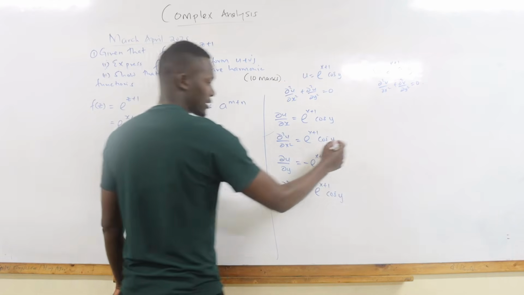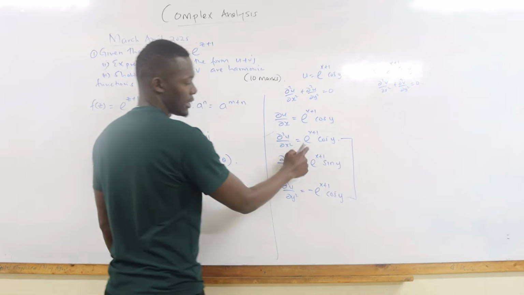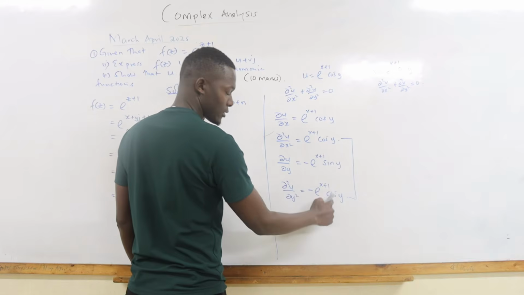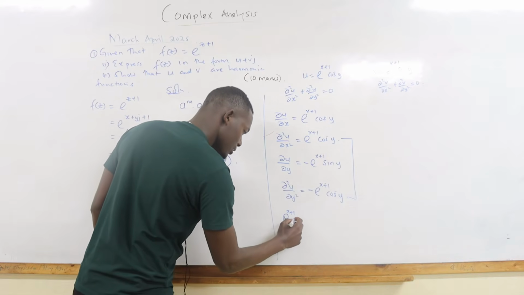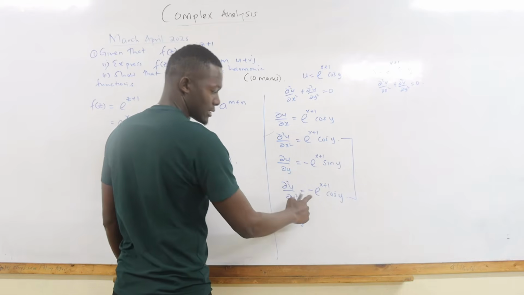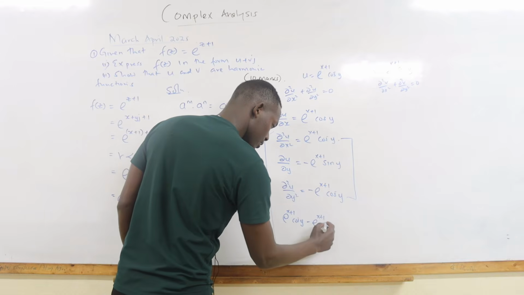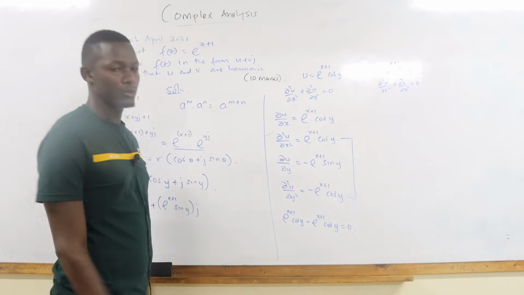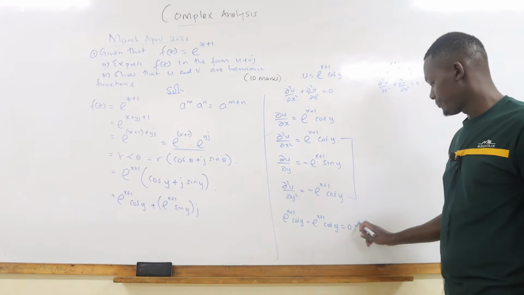Therefore, we check if you add this and you add that, what does it give you? Exponent x plus 1 cos y minus exponent x plus 1 cos y. They're supposed to add, but here we have a negative, so it changes to become a negative. So therefore the answer gives you 0. Therefore the u part is harmonic, confirmed.